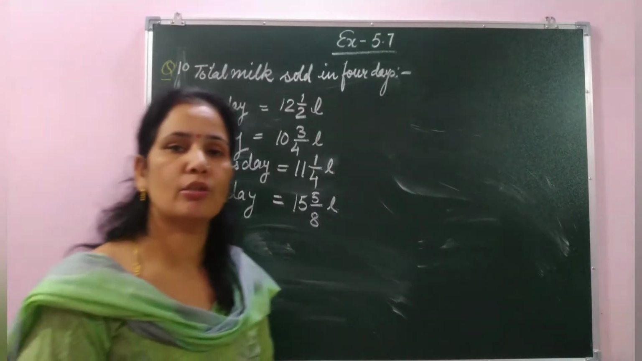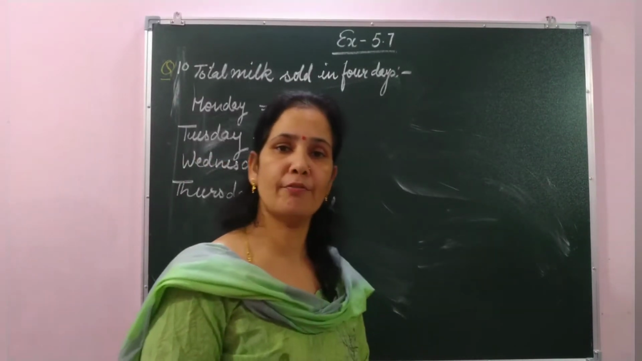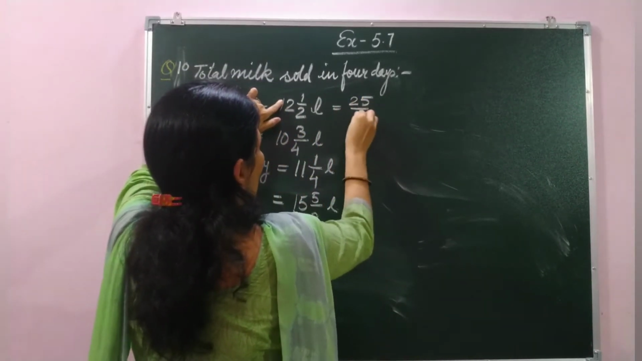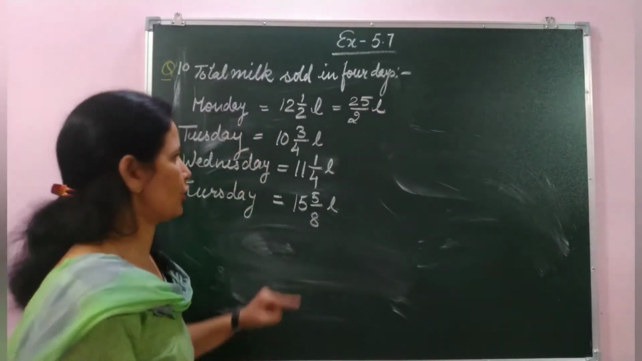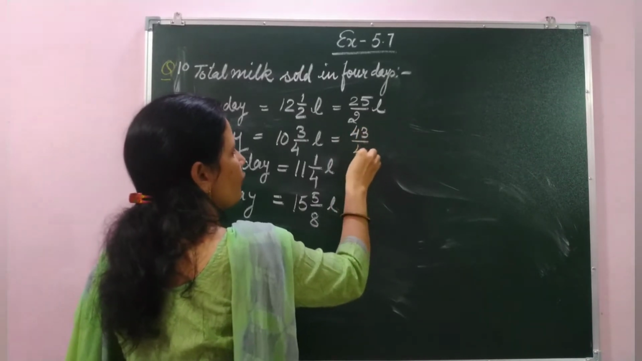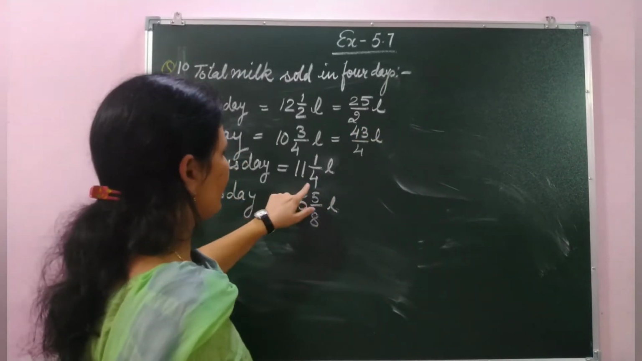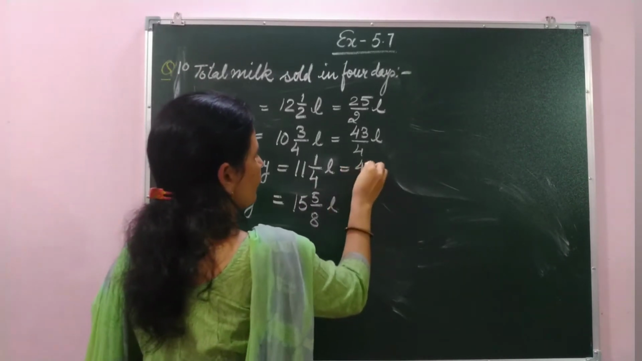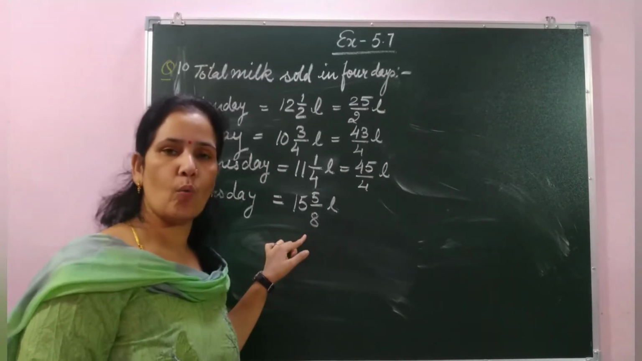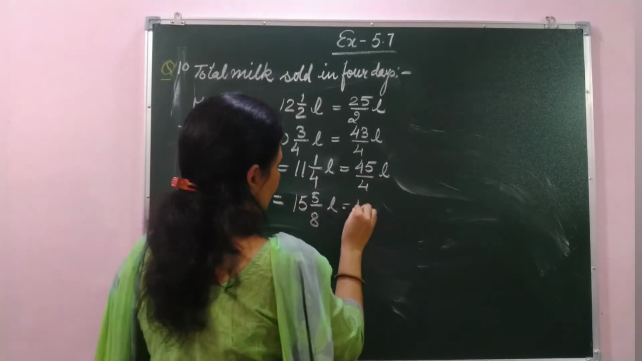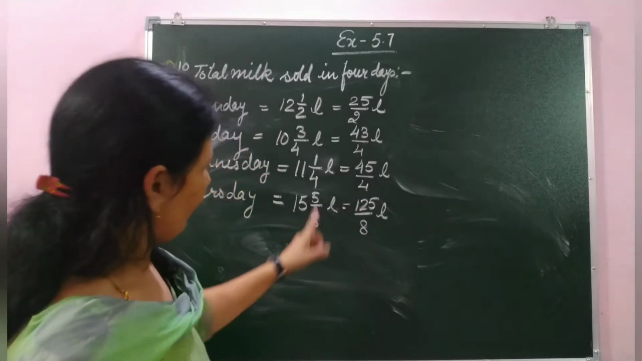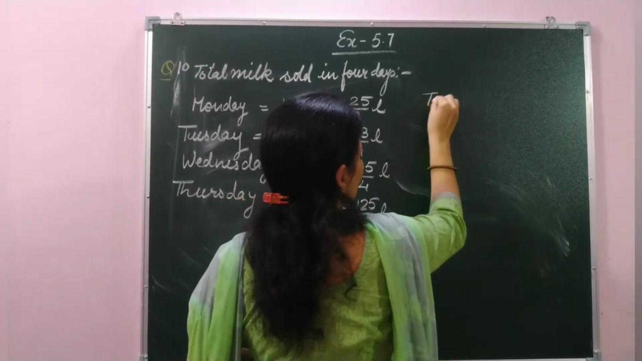Now we have to find the total milk sold by the milkman in 4 days. So 12 twos are 24 plus 1, 25/2 liters. From here, convert to improper fractions. 10 fours are 40 plus 3, so here we will get 43/4 liters. Okay students, and then 11 fours are 44 plus 1, 45/4 liters, and at the end 15 eights are 120, 120 plus 5, 125/8 liters. So now after that we will find the total milk sold.